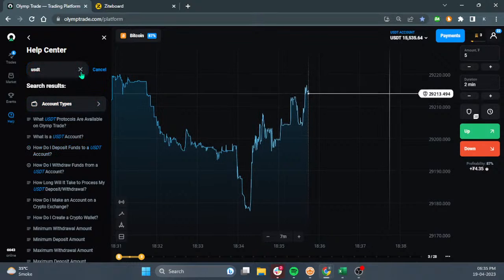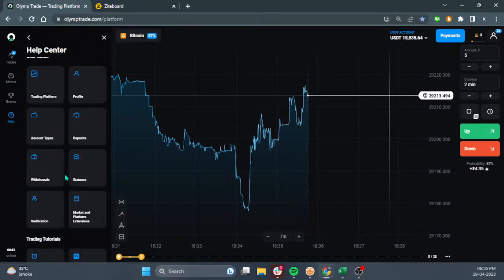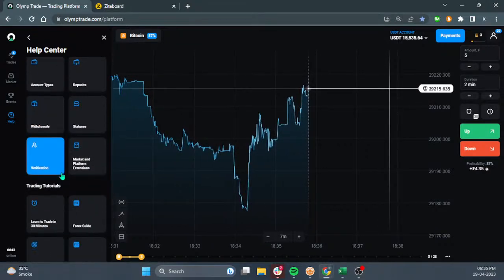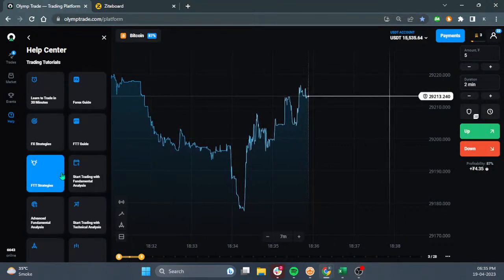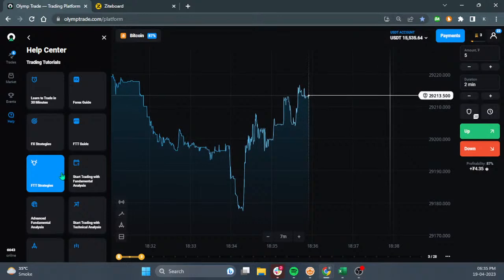So this way you can search for trading, for deposit, for withdraw. And as you can see over here, the icons are already categorized for you. So this is the entire left section of the interface of the OLYMP TRADE platform.